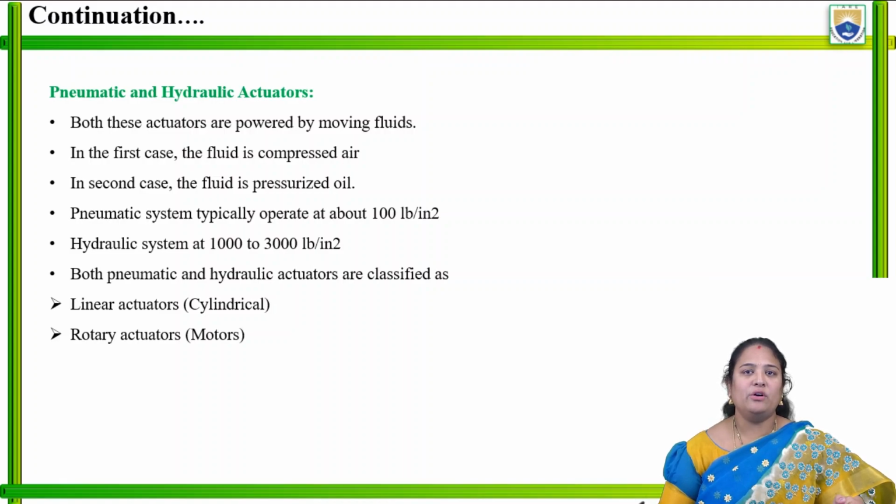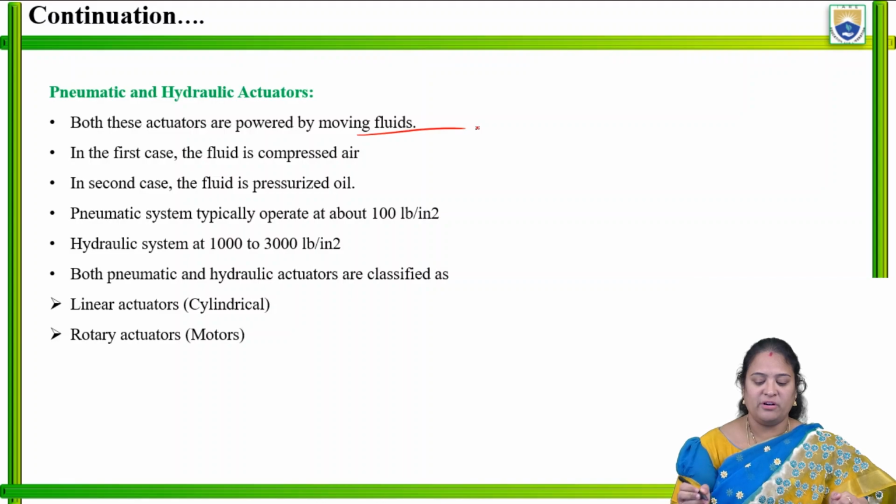So next, moving on to the difference between the pneumatic and hydraulic actuator. Generally, the pneumatic actuator, as I've told you, will be working on the fluid.